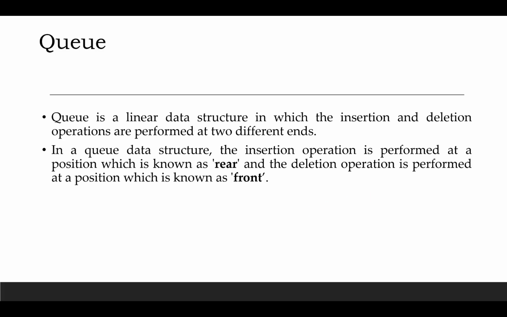So we will see what a queue is. A queue is a linear data structure in which insertion and deletion are done at different ends. It is done at two different ends. In a queue data structure, the insertion operation is performed at the rear and the deletion operation is performed at the front.